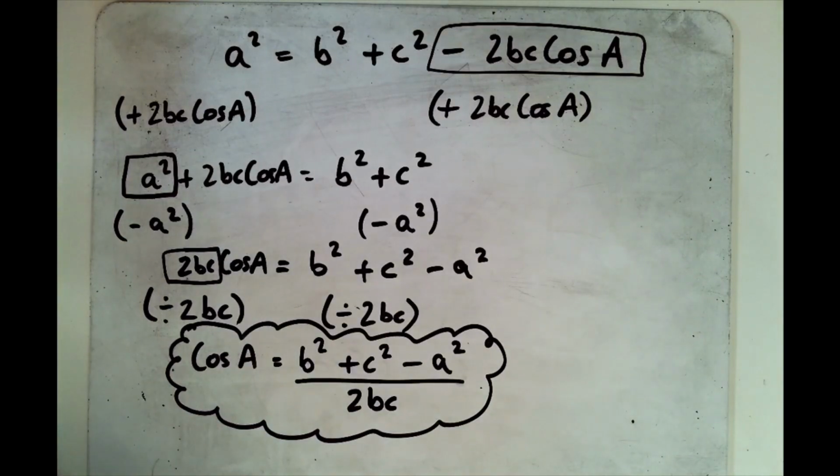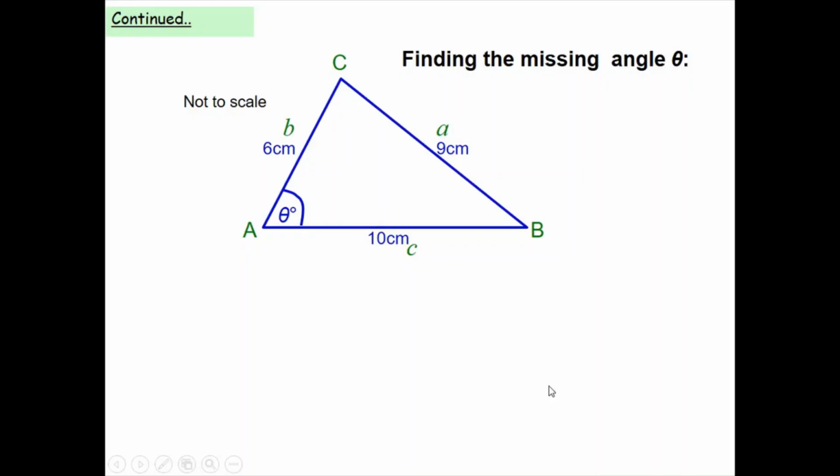Okay, let's return to the question. So this is the question we're looking at. As you can see, I've labelled the sides, I've labelled the vertices, capital letters on the corners, and you can see that angle A is the one I'm looking for. So the version of the rule that I want is the one that we just rearranged to, which looked like this. So that is the version of the rule I'm using. b squared plus c squared minus a squared divided by 2bc.